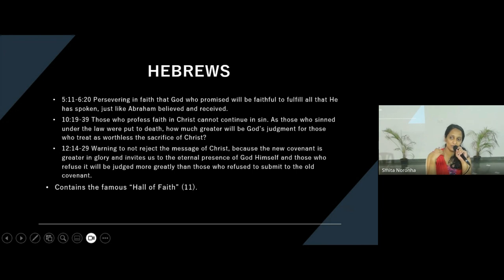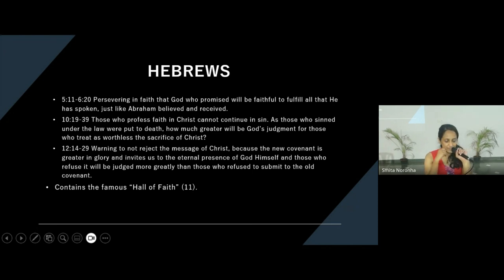How much more will be the judgment of people who do not walk in obedience to Christ in the new covenant? Okay, so that's because if you are continuing in sin, so this is talking about continuing in sin, not committing a single sin, but being people who are consistently walking in disobedience to Christ, you are trampling over the body and blood of Christ. That is, you are treating Christ's sacrifice as worthless. And so the judgment for such kind of sin will be so much more severe than sin under the old covenant.